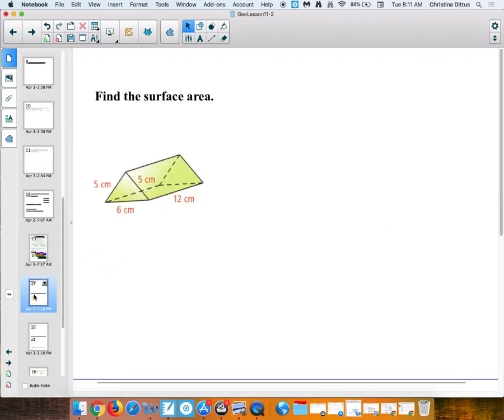Next page. What is the shape of my base? A triangle. And how do I know that it's not the rectangles? Because it's not parallel. Bases are things that are parallel, they never touch. So we got these triangles, so my base is a triangle.